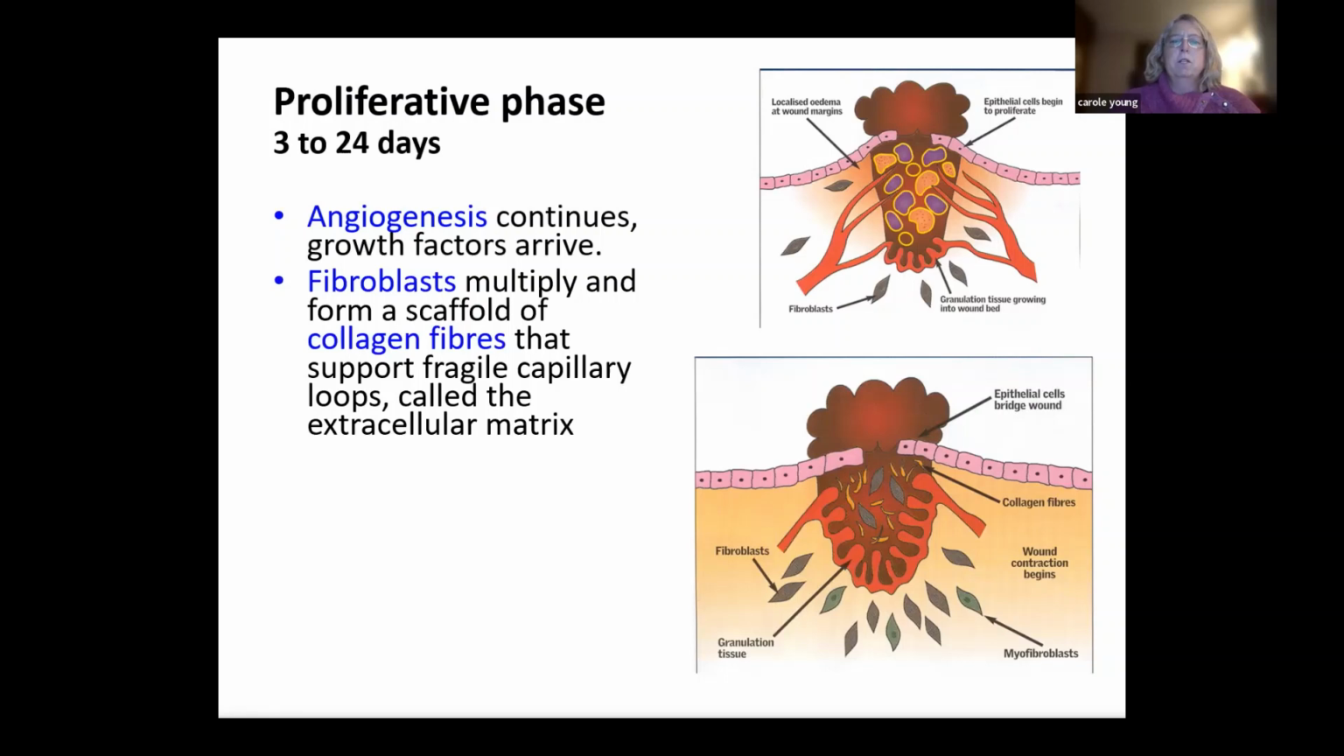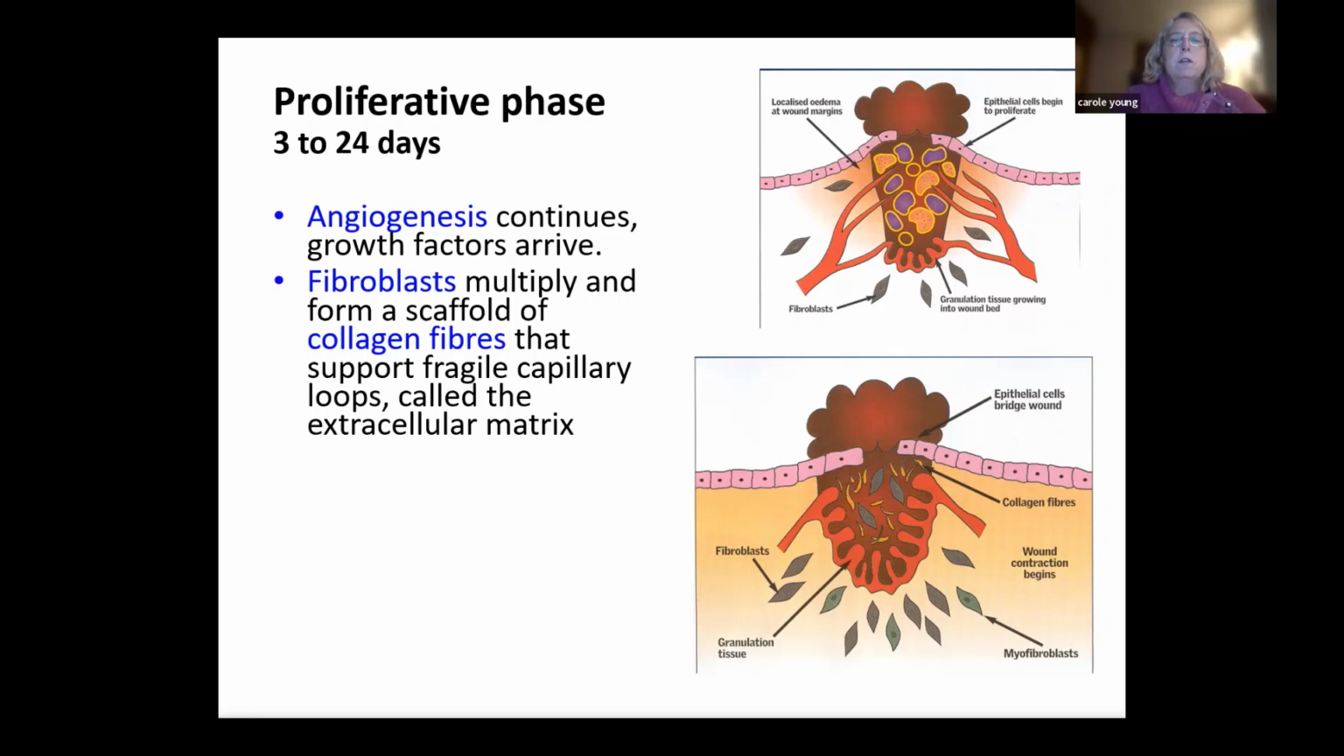We see fibroblasts multiplying and forming a scaffold, a bit like a haphazard spider's web, and then collagen fibers supporting the fragile capillary loops. This is known as the extracellular matrix, and it supports the fragile capillary loops and the new granulation tissue as it starts to fill in this space, a bit like bricks and mortar filling in a hole in a wall.